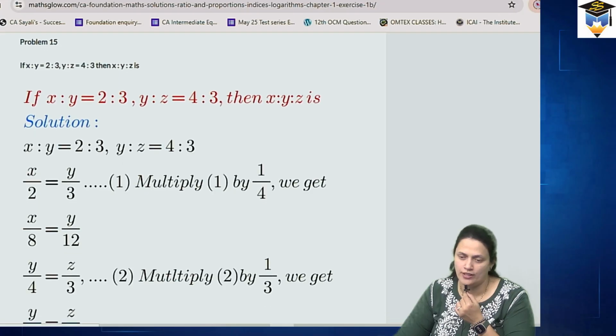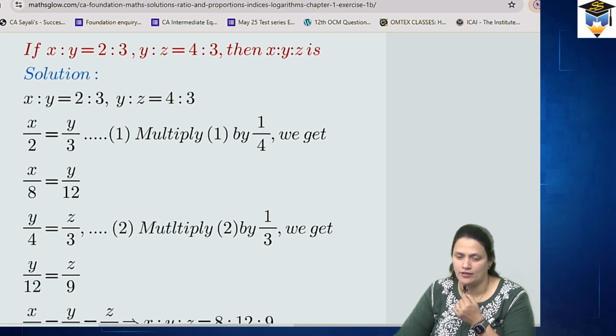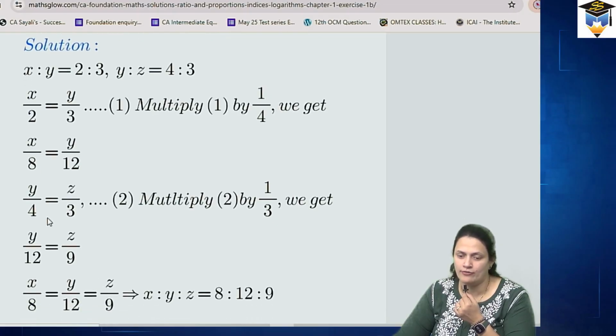Now the 15th one, again same thing is done over here also, alternando to both sides, then multiply 1 by 4, here multiplied by 1 by 2, 1 by 3, sorry. So you get x upon 12, y upon 12 in continued proportion. So at the end, x is to y is to z is equal to 8 is to 12 is to 9. Option D.